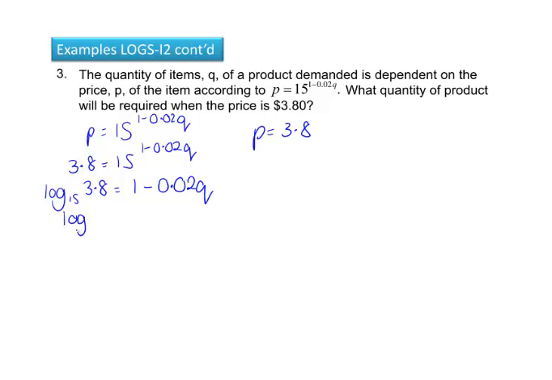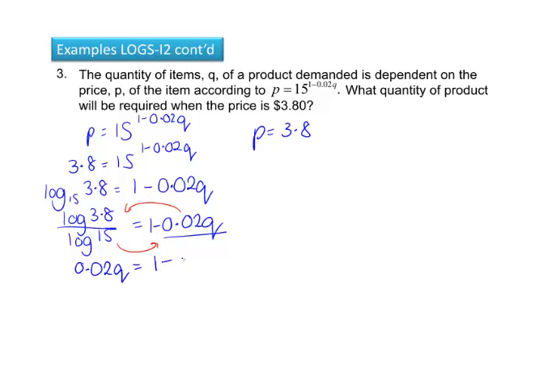Rearrange this to be a log we can work out on a calculator. So I'm just doing them both logs of base 10. That's going to be 1 minus 0.02Q. From there, I need to get Q on its own. Because that's a minus there, I'm going to take that over to that side and that over to that side. So I end up with 0.02Q equals 1 take log of 3.8 over log of 15. Note, I'm not working anything out because I don't want to approximate too much. I need to get rid of this 0.02, so I have to divide.